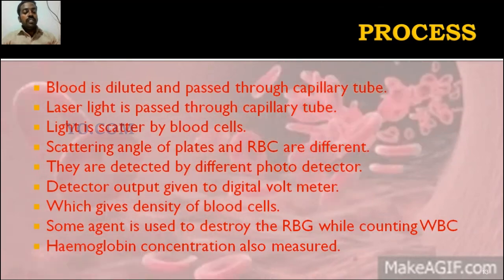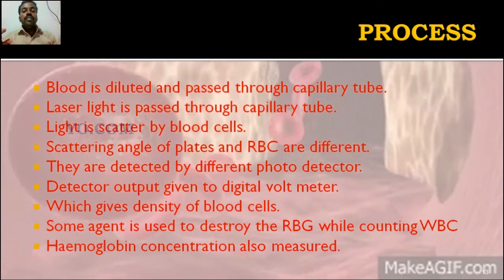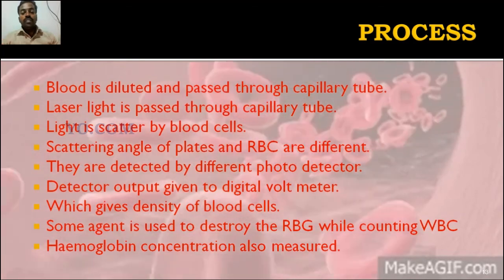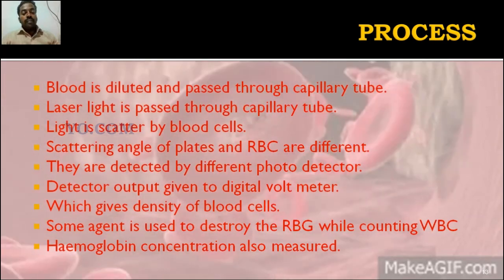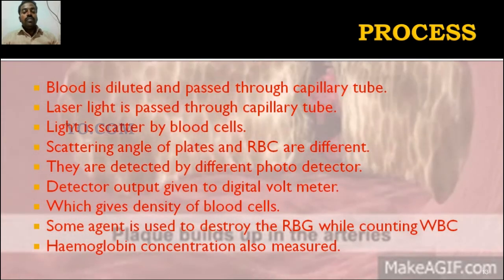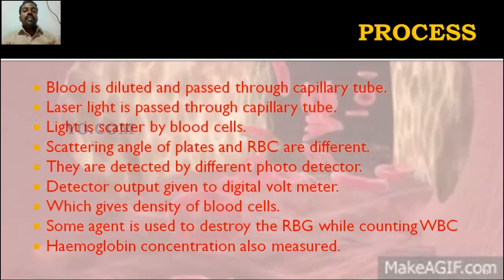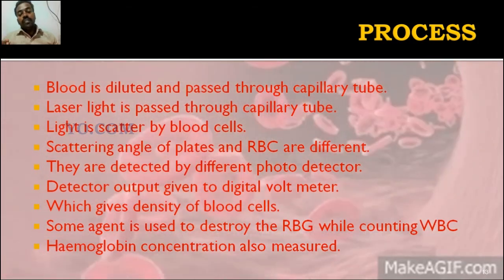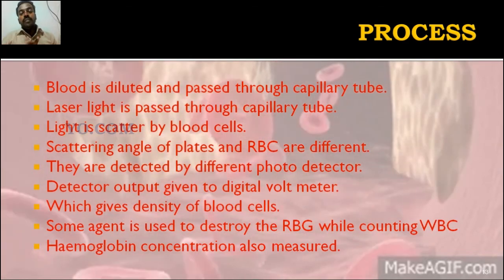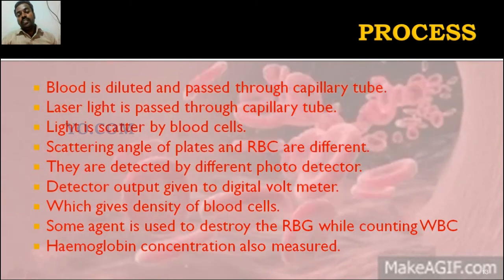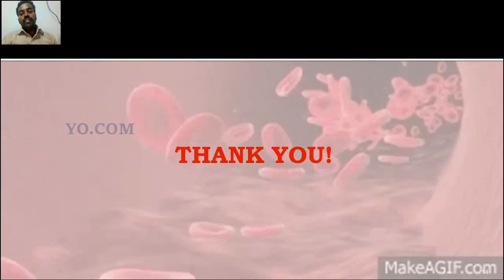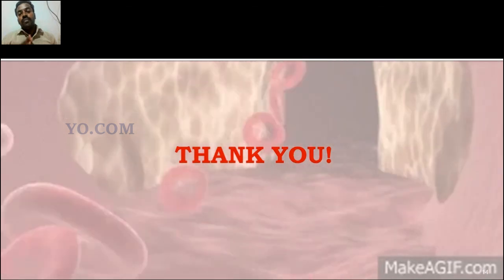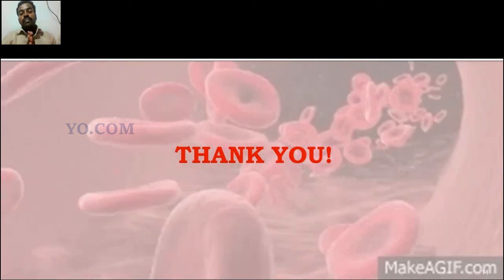Some agent is used to destroy RBC while we are counting WBC. If we want to measure the count of WBC, we must destroy the RBC, so they use some agent or liquid. Hemoglobin concentration is also measured by this laser based method. It is a very easy and very fast method. So these are the blood cell counting methods. Around four methods in total are available to measure the different blood cells.